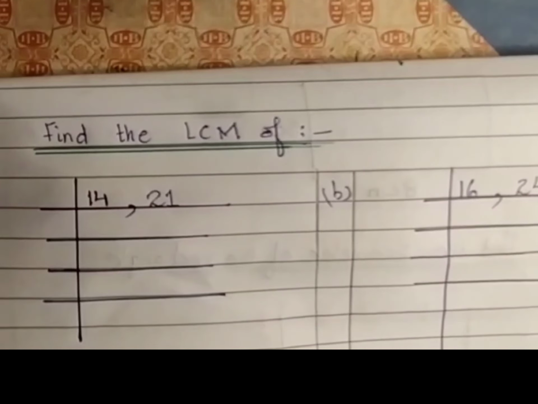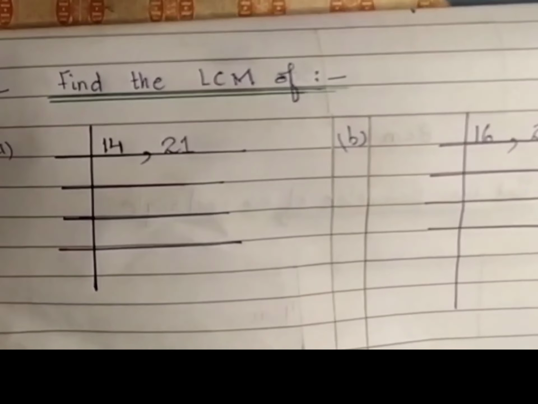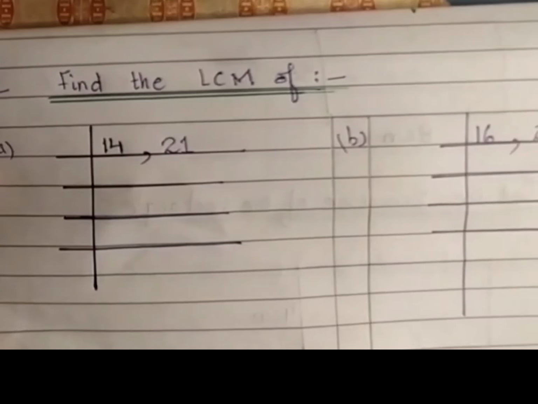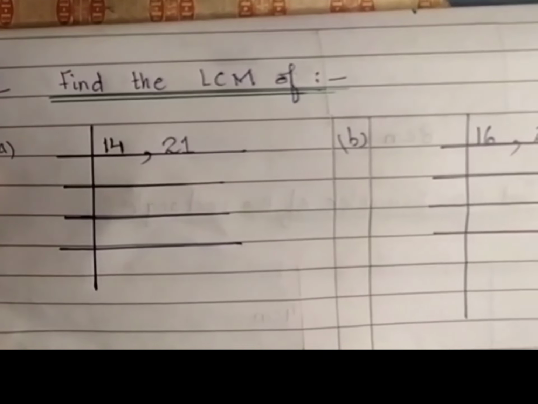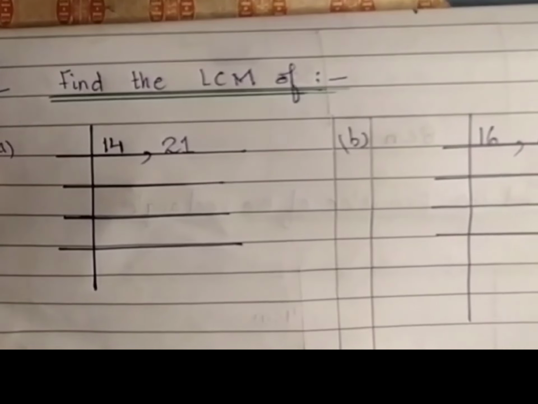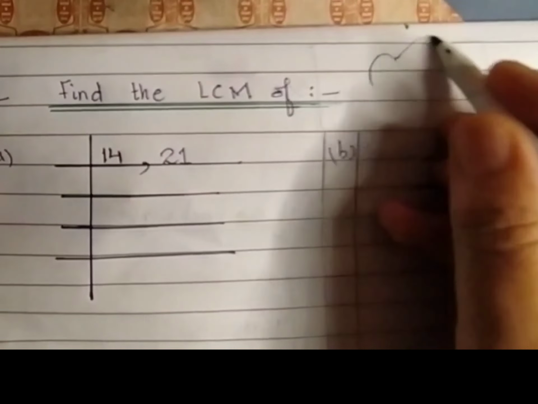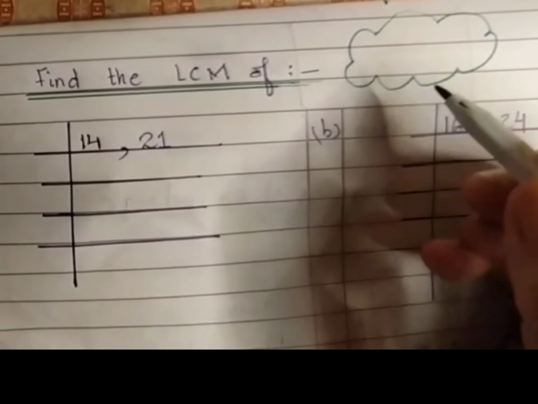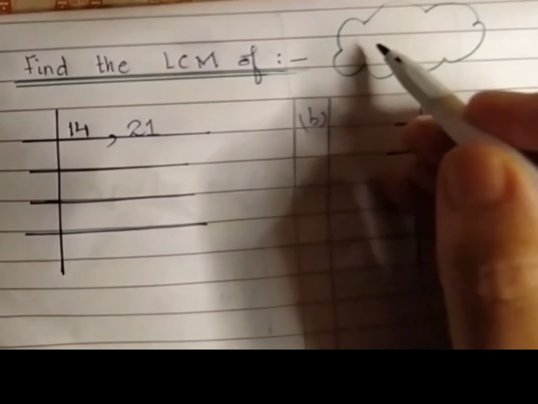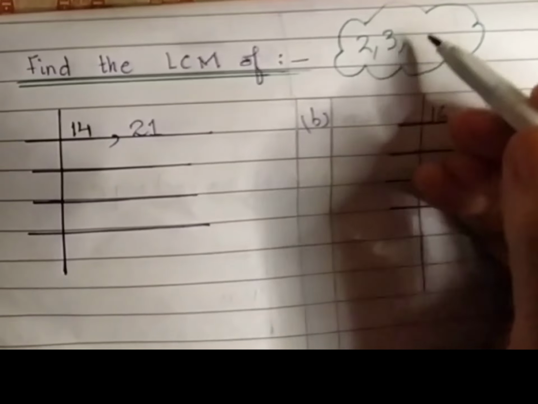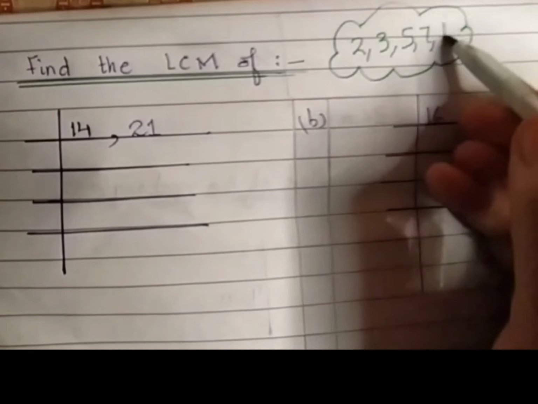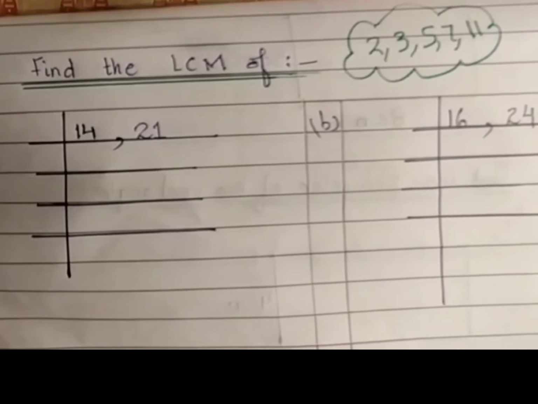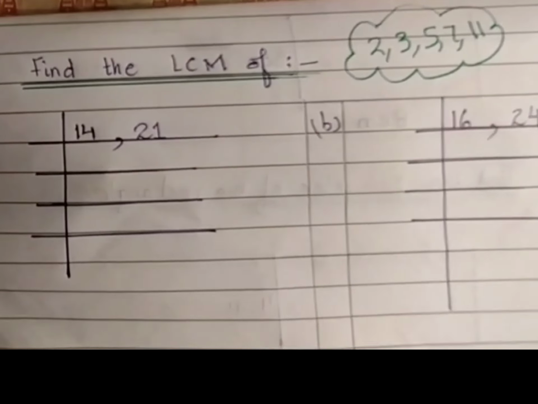Now students, I have a very simple question on LCM. Finding out the LCM, the prime factorization method. Always remember, I have been telling you in class that always remember the prime numbers. So I just make a bubble here for you to know that these numbers need to be used in finding out the LCM: 2, 3, 5, 7 and 11. These are the prime numbers that will be used here.